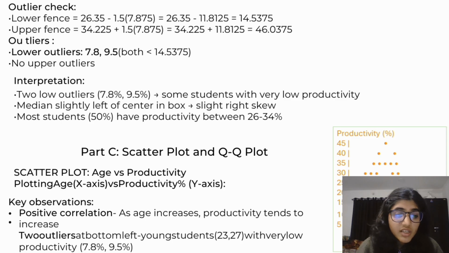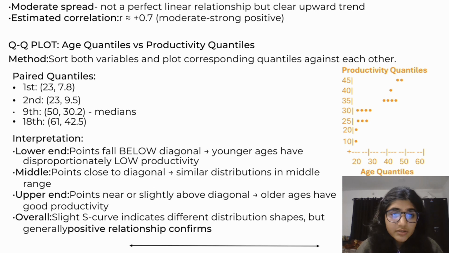So the key observations are positive correlations: as age increases, productivity tends to increase. Two outliers at bottom left. So the young students 23, 27 with very low productivity, that is 7.8 percentage and 9.5 percentage. Now the moderate spread is not a perfect linear relationship but clear upward trend. Estimated correlation, that is R, is approximately equal to plus 0.7, that is moderate to strong positive. So this was all about scatter plot.